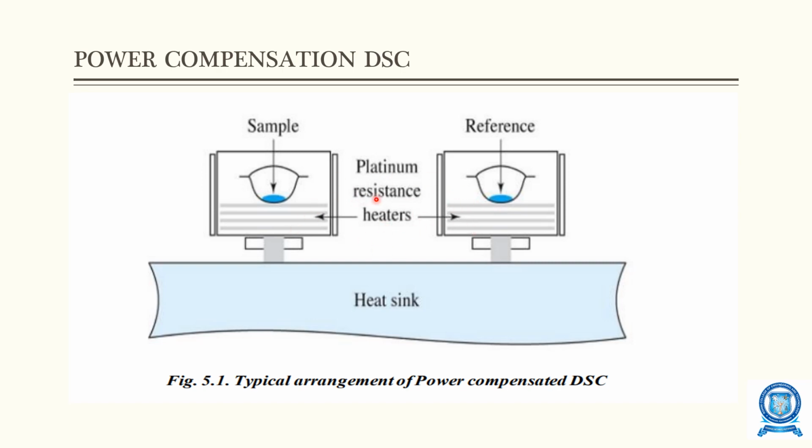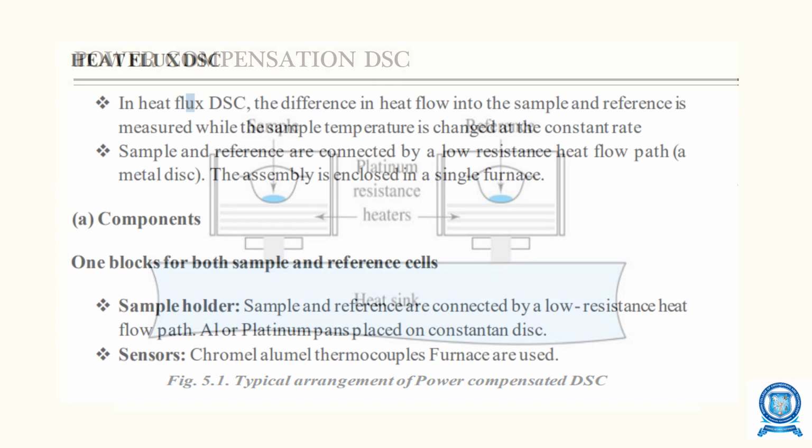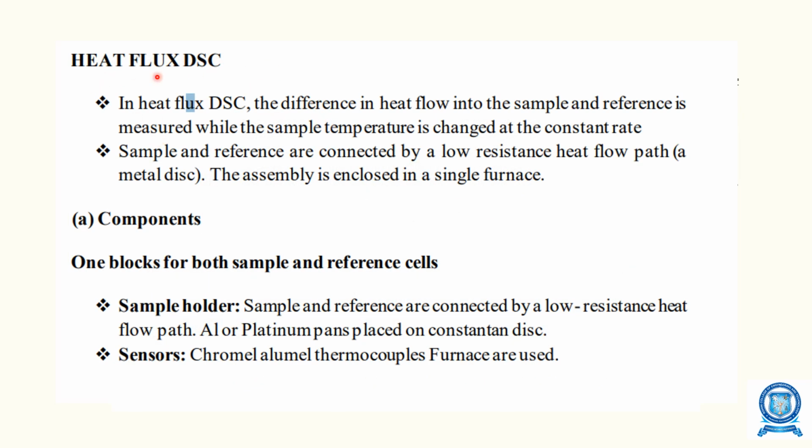For measuring that, here we have platinum resistance heaters for heating the furnaces. If the temperature changes, we have to maintain the same temperature. That's why we use a platinum resistance heater. And the next one is the heat flux DSC. In heat flux DSC, the difference in heat flow into the sample and reference is measured, but the sample temperature is changed at a constant rate, right?